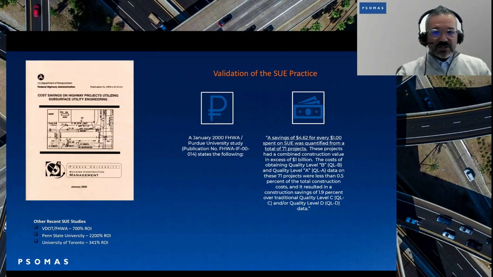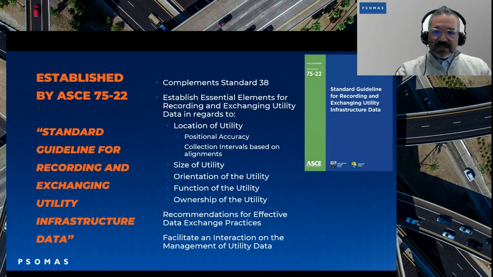So ASCE standard 75. 75 is a complement to 38. It's not a replacement of 38. It's not intended to. It's kind of the mapping portion of what's being done in 38. What this does is it establishes the essential elements for recording and exchanging of utility data in regards to the location of the utility. It's about the positional accuracy. It's about collection intervals based on alignments.